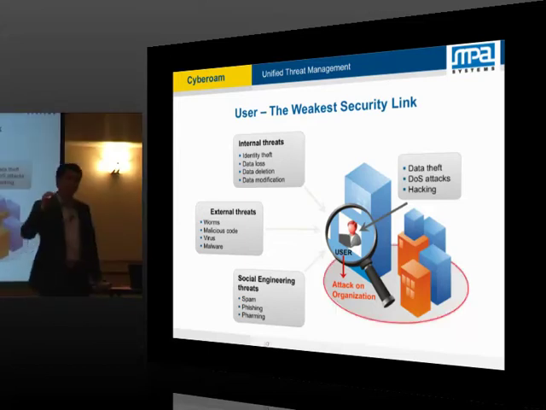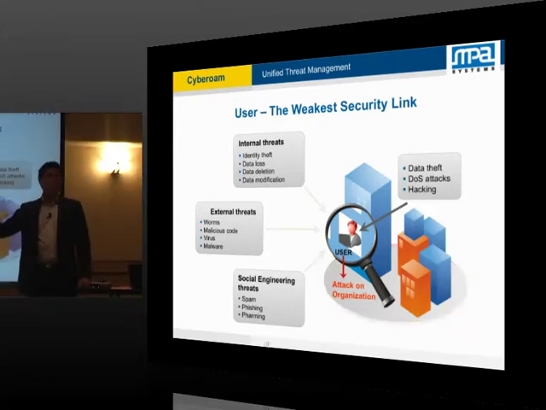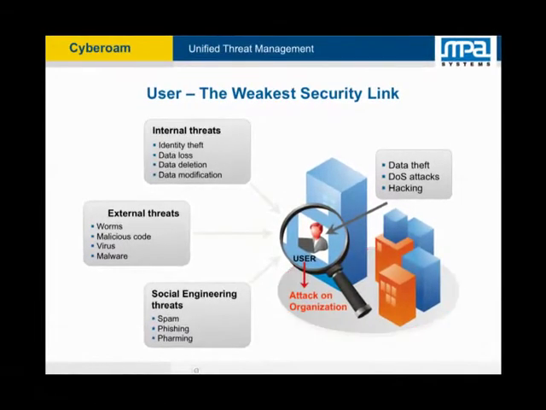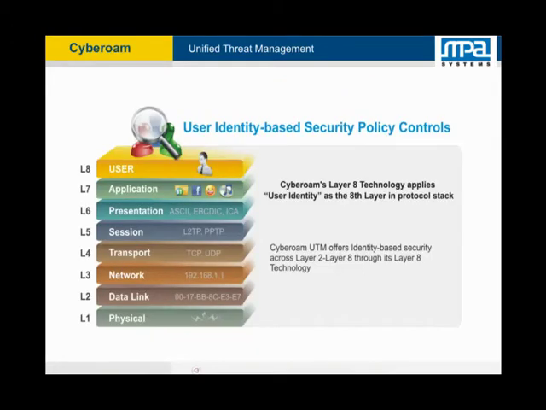So it's about which gateway the user goes out based on their username, which security policy they get based on the username. And of course, we tie into Active Directory, LDAP, Open Directory, Radius, that sort of thing. So the Cyberome is all about identity. It's an identity-based firewall, or UTM, sorry. And we call this technology Layer 8, the user layer.